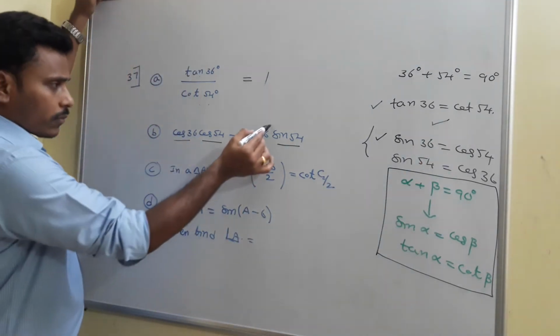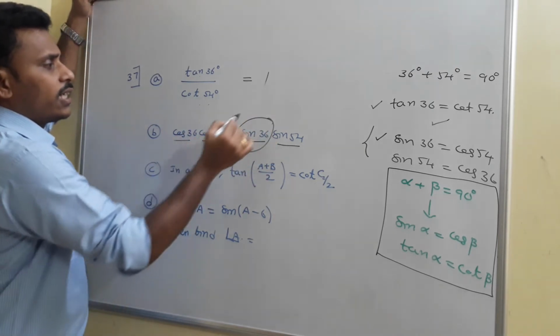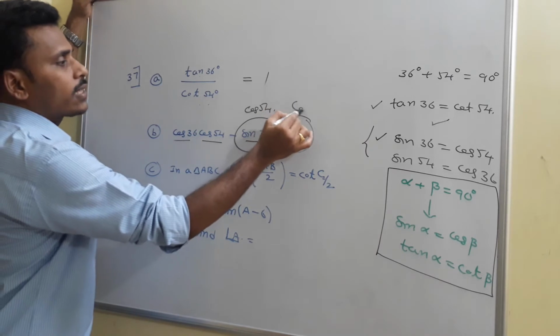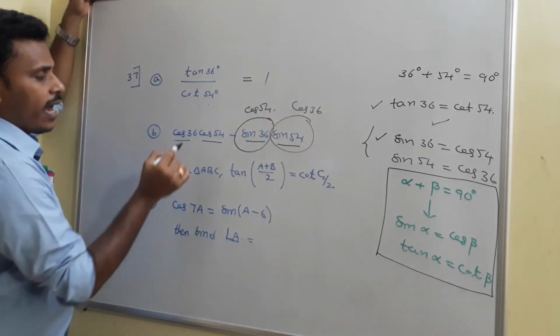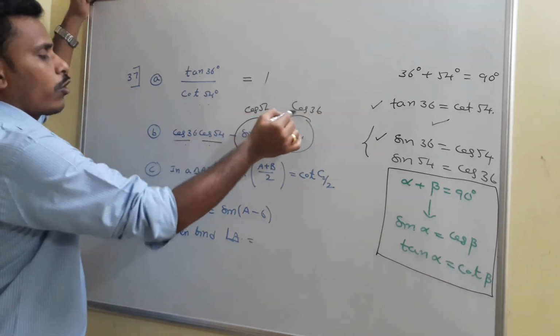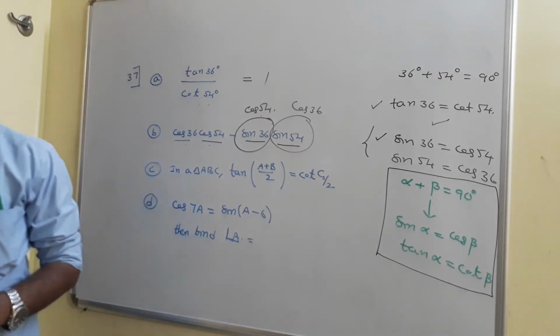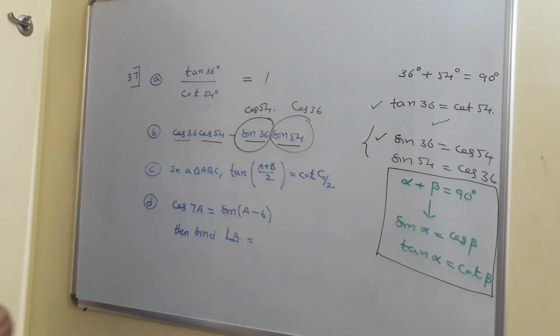And now look, you just rewrite this sin 36 as cos 54 and this sin 54 as cos 36. Then at the end, the product of these two and the product of those two will get cancelled, leaving you the answer as 0. Is it right? And that's the second question.